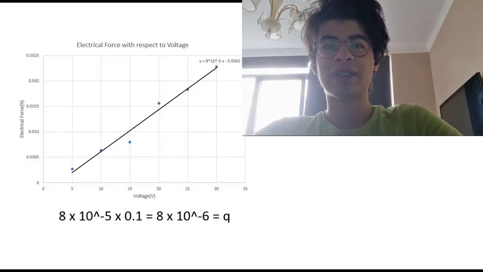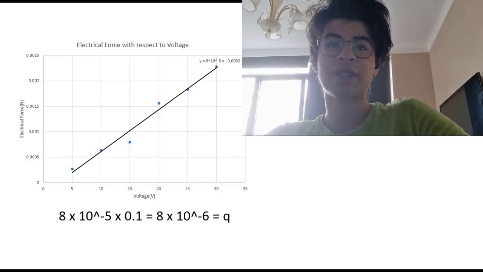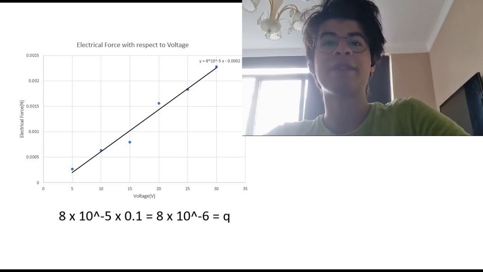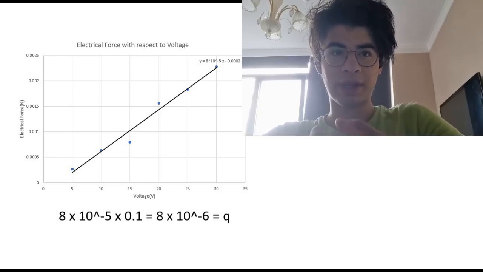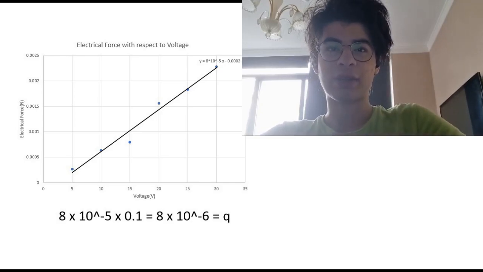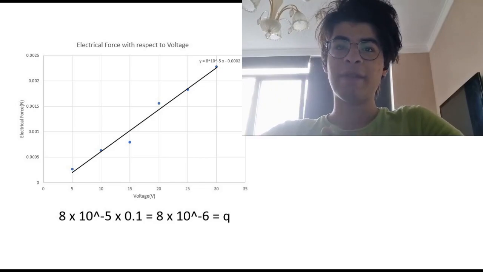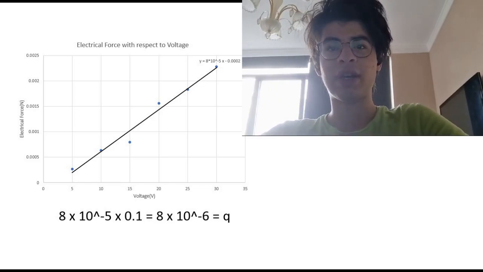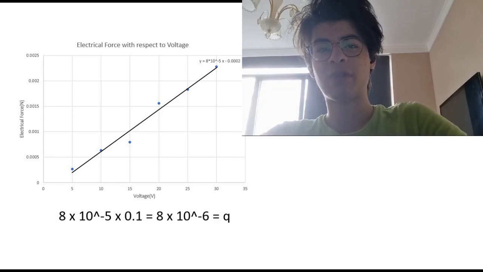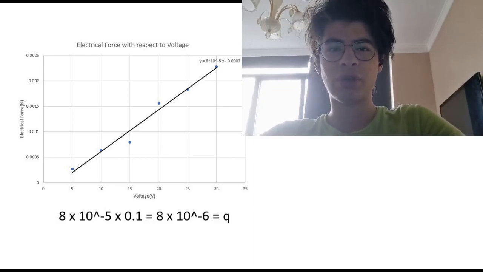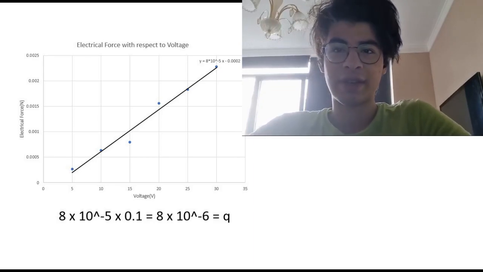Also, when I plotted the electrical force with respect to the voltage values, I observed that the electrical force was increasing linearly, which is what I expected as I knew that F is equal to Q times V divided by D. When I drew the line of best fit and calculated its slope, I got 8 times 10 to the power of minus 5. I expected this value to be Q divided by D. When I multiply this value by 0.1, which is D, I get 8 times 10 to the power of minus 6. This value for Q also matches with the actual value of Q, which is 7 times 10 to the power of minus 6.